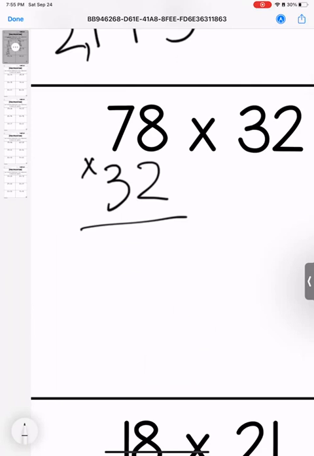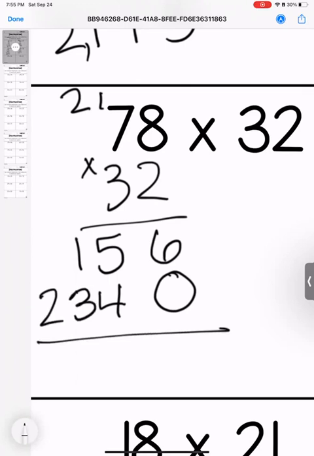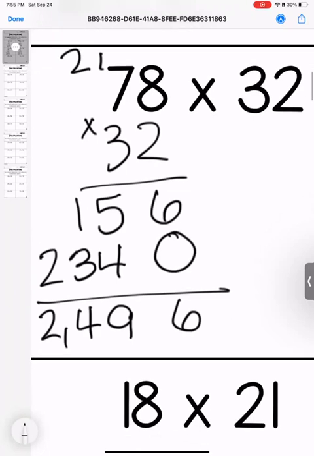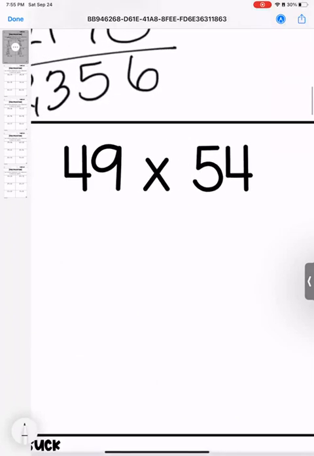We stack and multiply. 8 times 2 is 16. 7 times 2 is 14. Add 1 is 15. Place saving 0. Cross to the tens. 3 times 8 is 24. 3 times 7 is 21. Add 2 is 23. We stack and add. 6 plus 0 is 6. 5 plus 4 is 9. 1 plus 3 is 4. 2. 2,496. Down to the bottom.